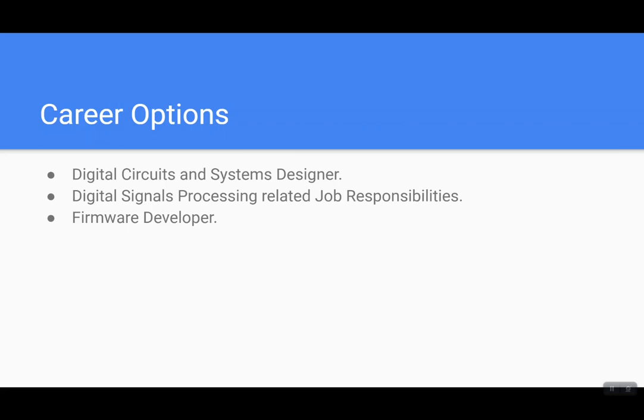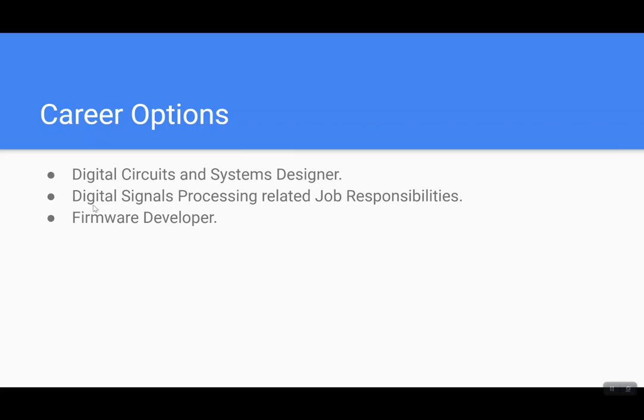For this particular course, the potential career options will be that you can be a digital circuits and systems designer, and that's a very heavy responsibility. It means that you need not only a clear concept of the basics of analog and digital electronics, along with an advanced level of understanding of advanced digital logic design, but also the experience before you can be part of job responsibilities like digital circuits and system designer.